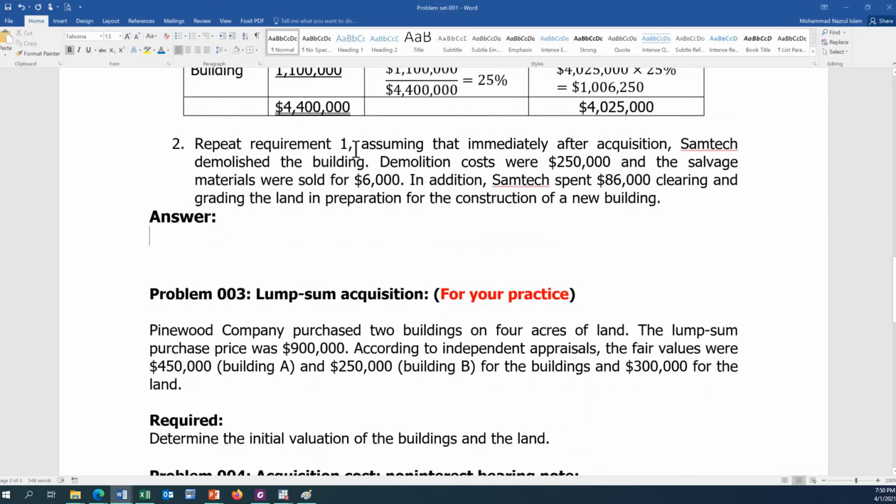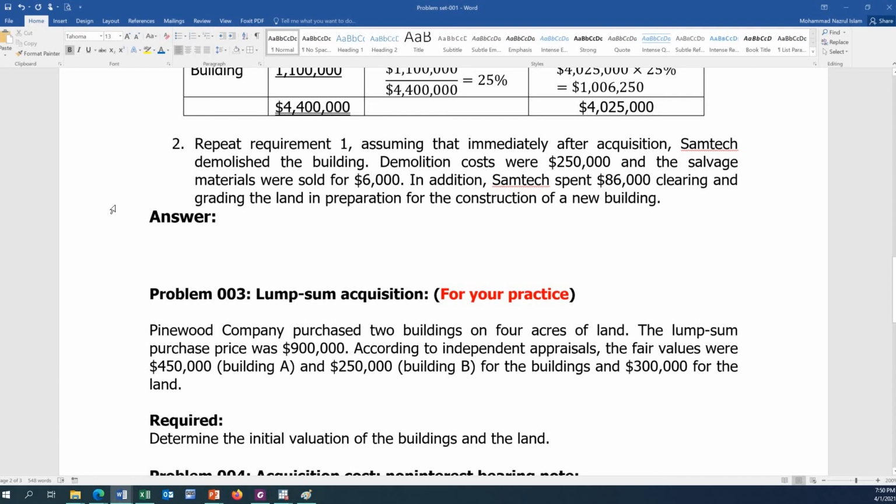In this case, repeat requirement 1, assuming that immediately after acquisition, Semtech demolished the building. The demolition costs were 250,000 and the salvage materials were sold for 6,000. In addition, Semtech spent 86,000 clearing and grading the land in preparation for the construction of a new building. Okay, awesome. So now what do we need to do?